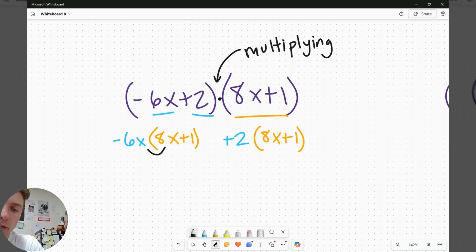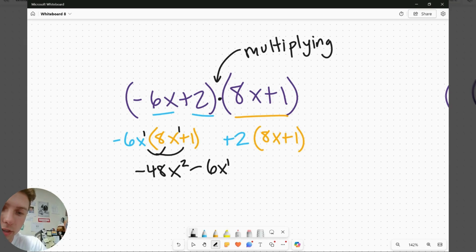Once you have that, go through your distribution, which is exactly what we did on those first two problems. Negative 6 times 8 is negative 48. X times x, though, multiplying variables means you add those exponents. Distribute again, negative 6x times 1. Well, negative 6 times 1 is negative 6. But there was an x in that multiplication. Do not forget it. Same idea, take the 2 and now distribute it. 2 times 8, 2 times 1, and we get this answer. But notice we're not done yet. At this point, you do need to still finish this.